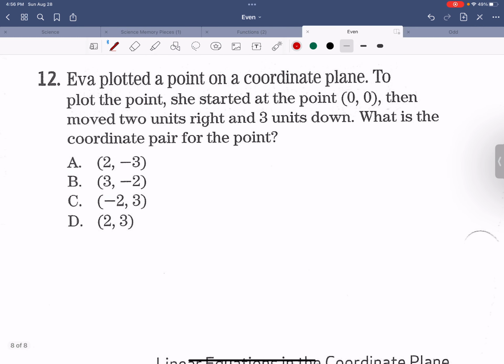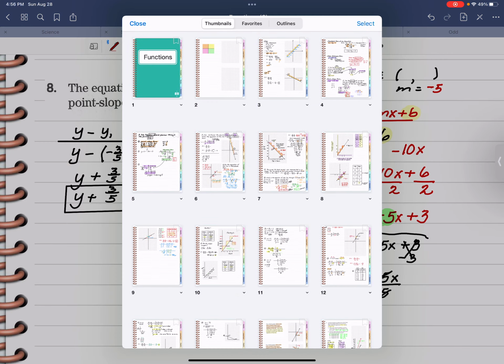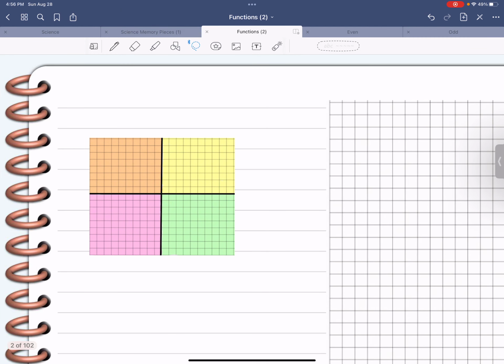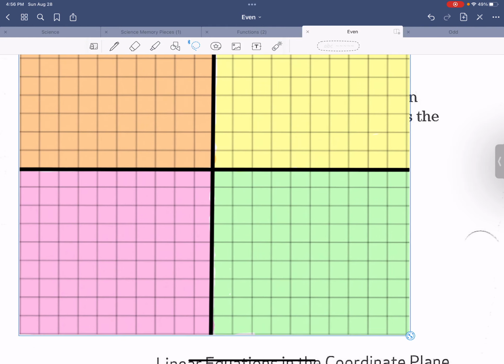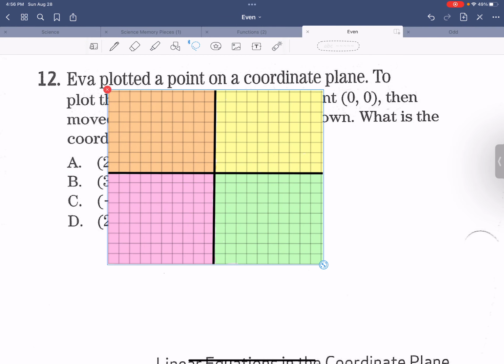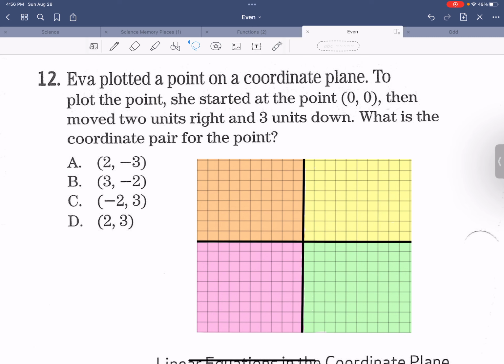Number 12. Eva plotted a point on a coordinate plane. So I'm going to go grab us a picture of a coordinate plane, and I'm just going to use the one I've already drawn. So let me copy that and bring it back over here to this one. To plot the point, she started at point 0, 0. So I'm going to use the laser pointer. We're going to start at 0, 0. She moved 2 units right and 3 units down and plotted the point.